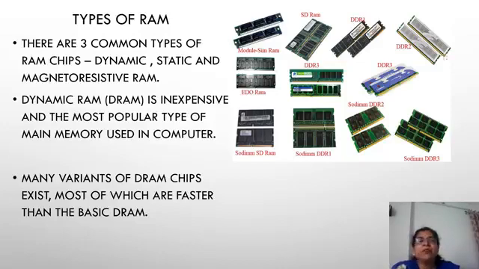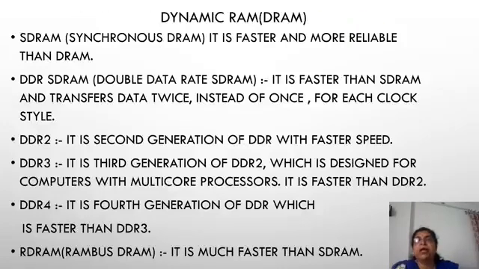There are three common types of RAM chips: dynamic, static and magnetoresistive RAM. Dynamic RAM, that is DRAM, is inexpensive and the most popular type of main memory used in computers. Many variants of DRAM chips exist, most of which are much faster than the basic DRAM. Variants means advancements, so there are variations. What are they? That we will see. Dynamic RAM, that is DRAM variants.